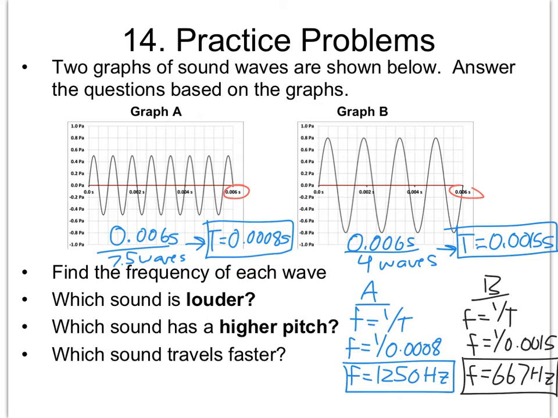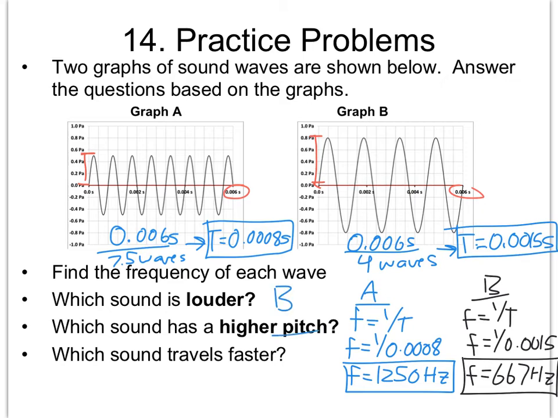And the louder sound is going to be the one that has the greater amplitude. So if we see A goes up to an amplitude of about half a Pascal, whereas B goes up to a greater amplitude of about 0.8 pascals. So that means that B is going to be a louder sound.